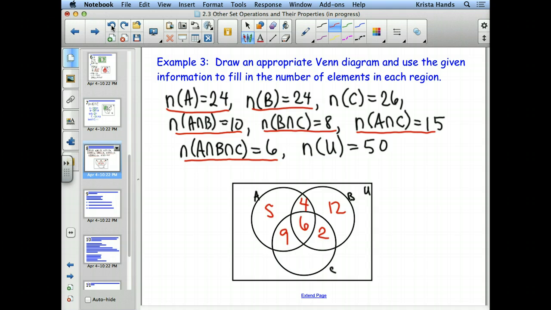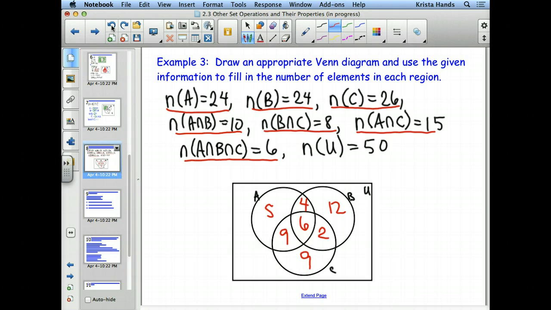How many are in there right now? 17. So how many am I missing? 9? It's 9, right? Okay, just checking. Yeah, 9. Going to give me that 26 that I need.